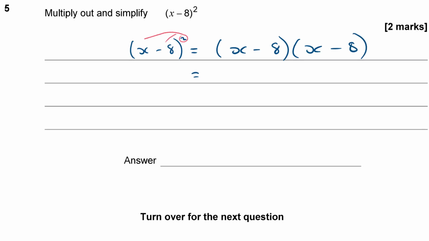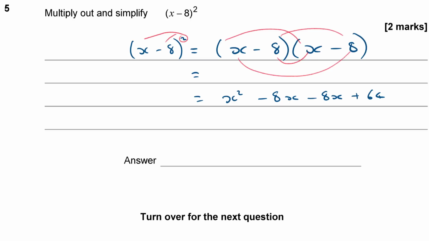Now, you might have a way of remembering how to multiply this out. There are different ways. Some people call it claw, some people call it FOIL, some people call it two eyes, a nose, and a mouth. But whichever way you remember it, you have to remember to multiply everything in the first bracket with everything in the second bracket. So I've got x times x, which is x squared. I've got x times minus 8, which gives me -8x. I've got -8 times x, which is -8x, and I've got -8 times -8, which is +64.